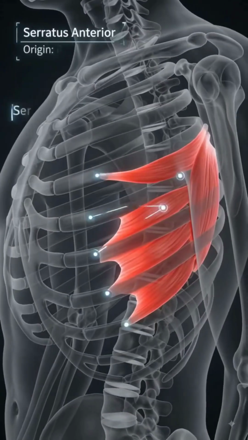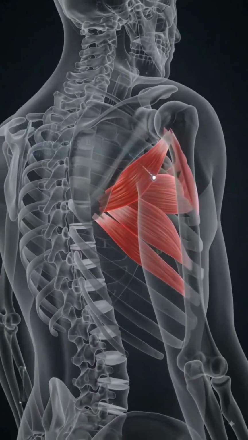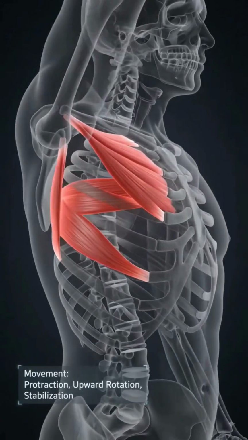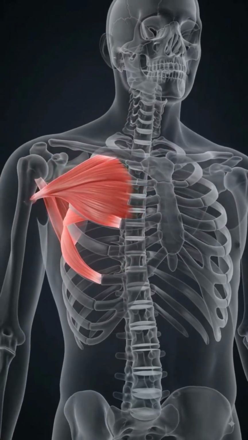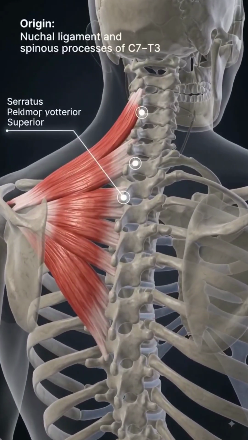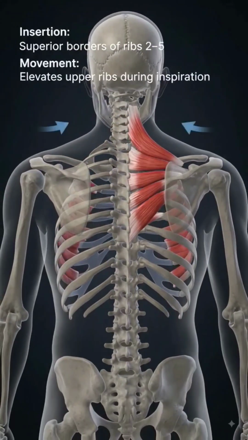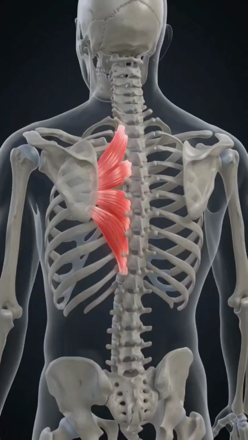Serratus anterior. Origin, ribs 1 to 8. Insertion, anterior medial border of the scapula. Movement, protracts, upwardly rotates, and stabilizes the scapula. Serratus posterior superior. Nuchal ligament and C7 to T3 spinous processes. Insertion, ribs 2 to 5. Movement, elevates the upper ribs during inspiration.